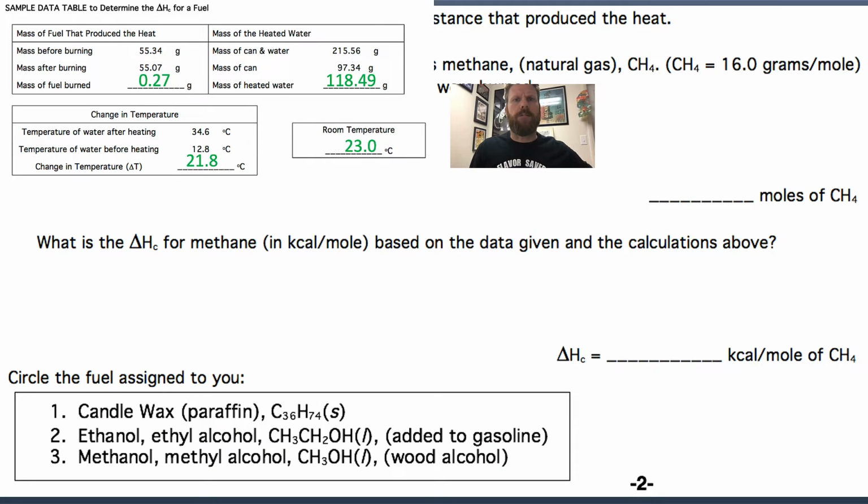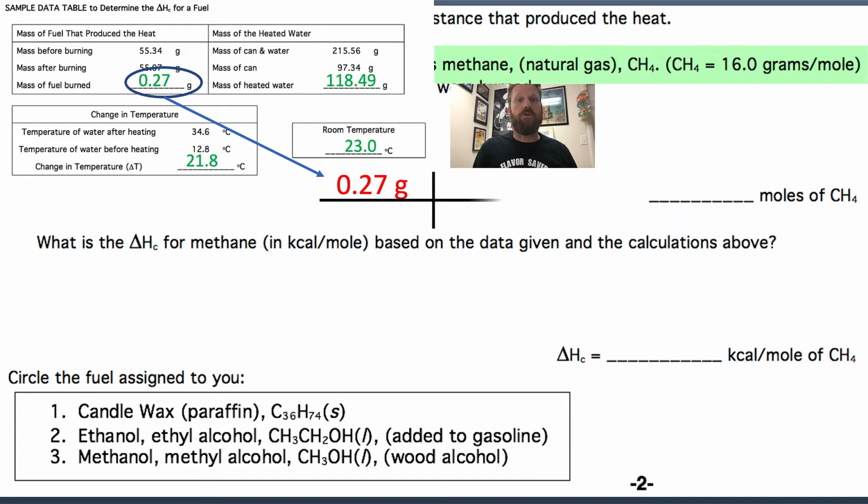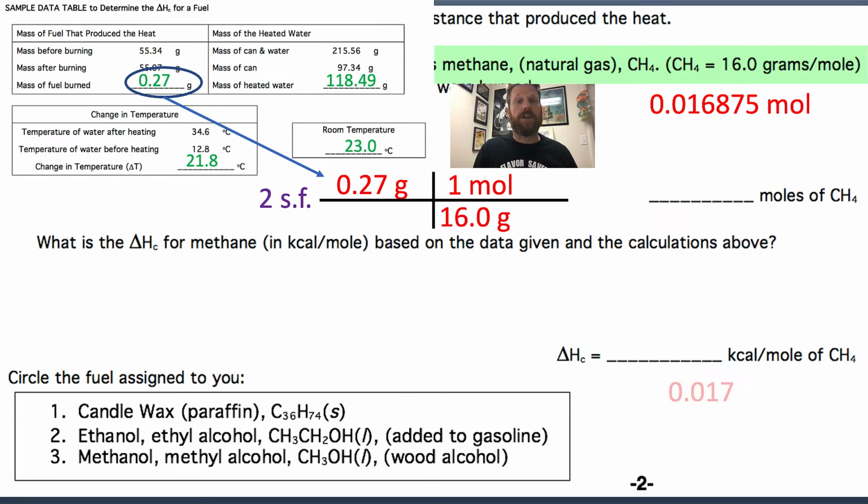For this sample problem, the fuel burned is methane, or natural gas. Natural gas has a molar mass of 16.0 grams per mole. To convert from grams of methane to moles of methane, simply divide by the molar mass. 0.27 grams of methane divided by 16 grams of methane per mole of methane results in 0.016875 moles of methane. However, that number has too many sig figs. Our answer can only have 2 sig figs. So that means we burned 0.017 moles of methane.